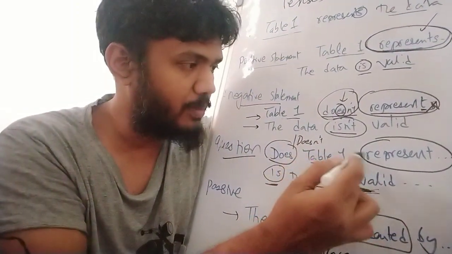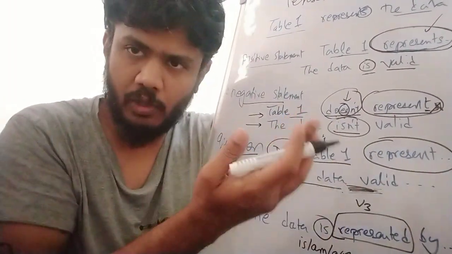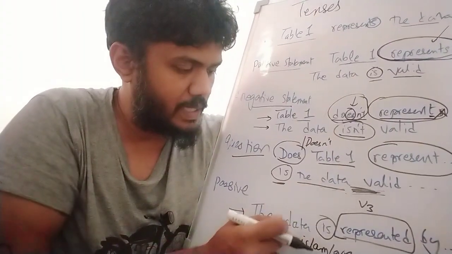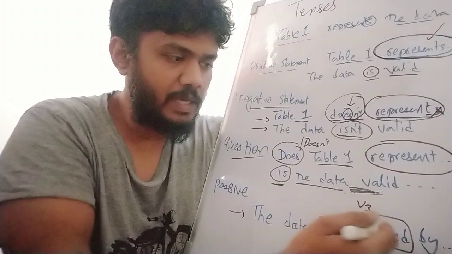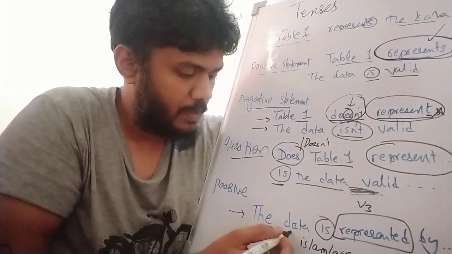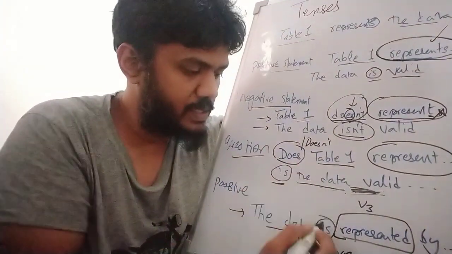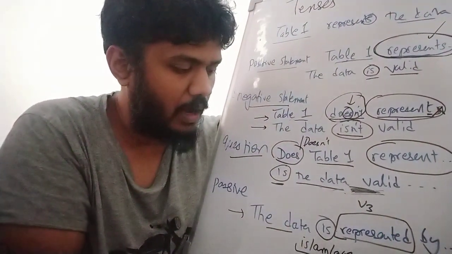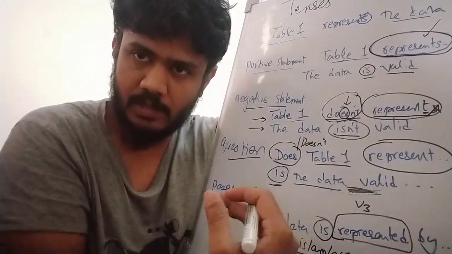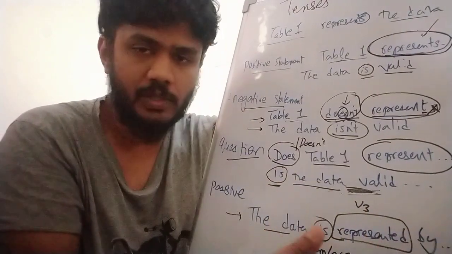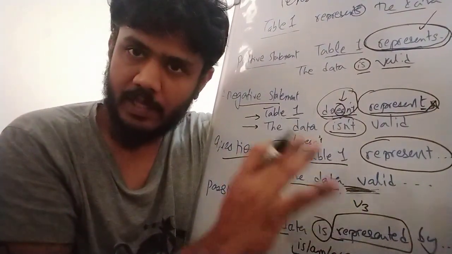But this table 1 represents something, so that something becomes the object. So although we don't mention that, we say the data here, right? Table 1 represents the data, let's say, right? So the data is represented by table 1. So here we have an object which has now become the subject, right? But this is how you form it. So you use is, am, are, and then you use V3. Is represented by, is found, is looked at, and so on and so forth, right? So we will stop here with this tense.